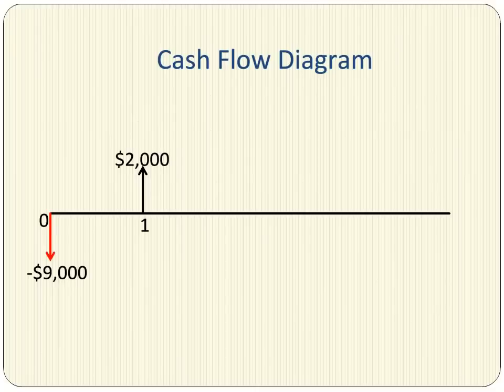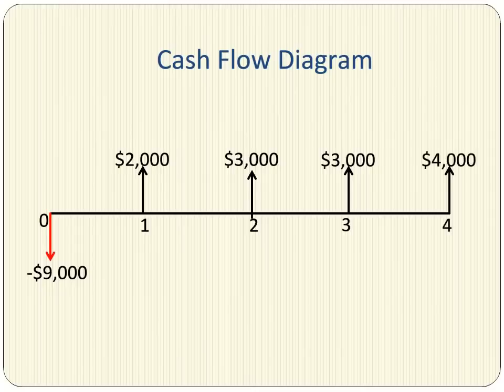with a positive sign. At t equals 2, we have a cash inflow of $3,000 shown above the timeline with a positive sign. Likewise, at t equals 3, we have another cash inflow of $3,000 shown above the timeline with a positive sign. Finally, at t equals 4, we have the cash inflow of $4,000.